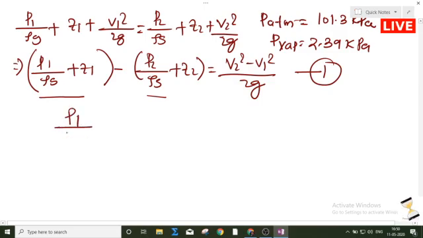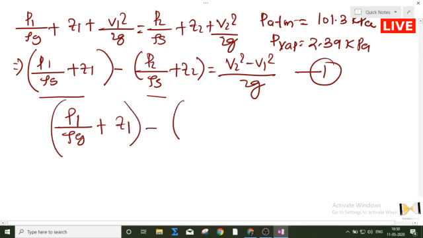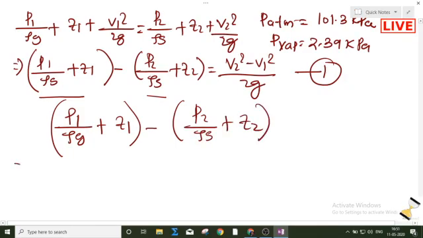So this is P1 by rho g plus Z1 minus P2 by rho g plus Z2. What is P1 by rho g? P1 is given as 100 kilopascal in gauge value, but the pressure at the throat point is given as vapor pressure, which is in absolute. So pressure at point 1 must be written as an absolute value. So this will be equal to 100 plus the atmospheric pressure, which is 101.3 kilopascal.